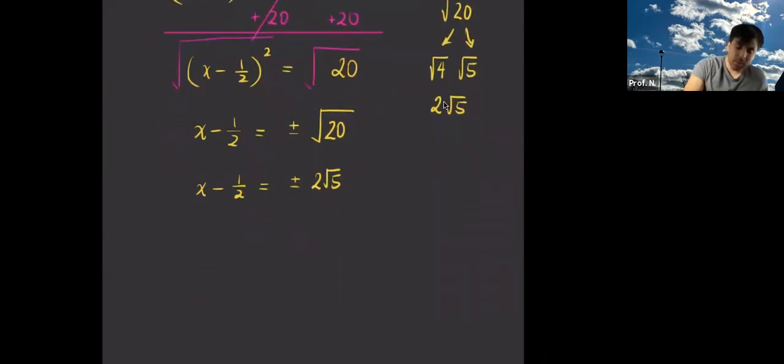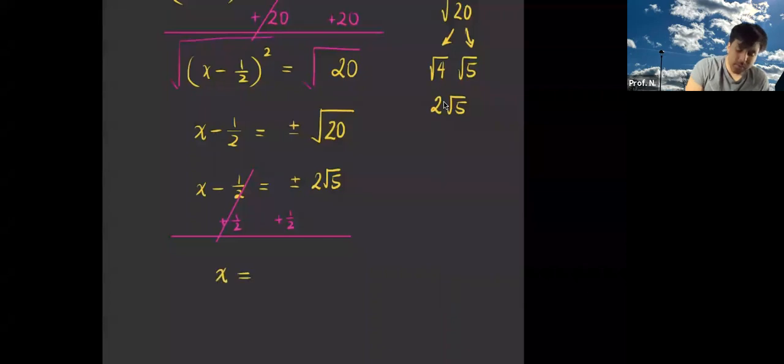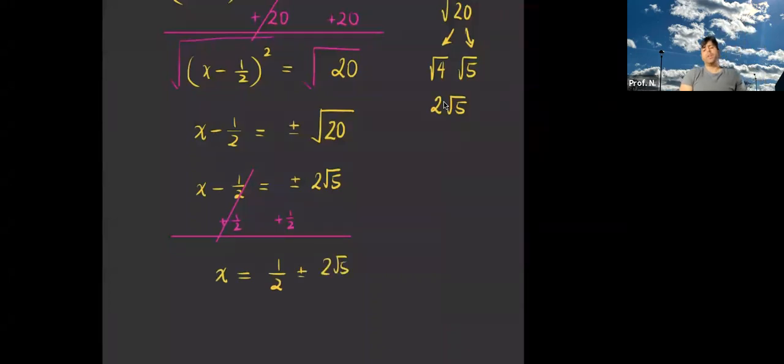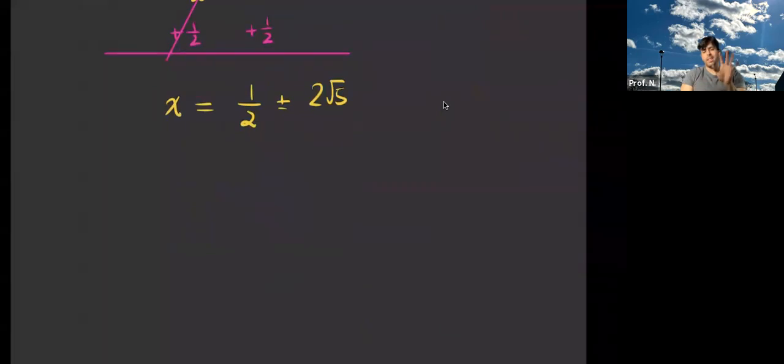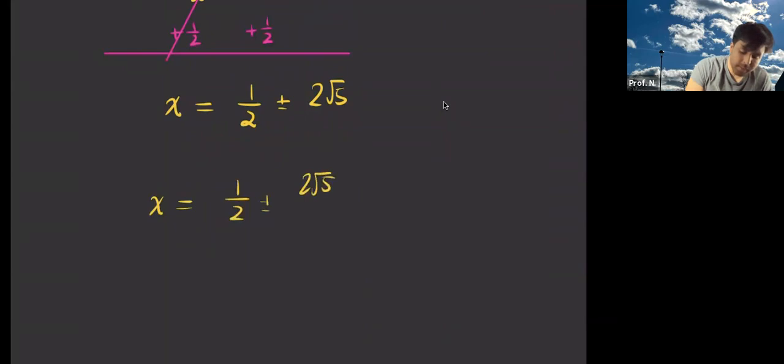I've got to get x by itself, so I've got to get that 1/2 on the other side. And what do I have on the left side? x equals, by itself, 1/2 plus or minus 2 rad 5. So I'm done. I figured out what x is. But normally, we can also rewrite our expression as a single fraction. So I can rewrite this as 1/2 plus or minus 2 rad 5.